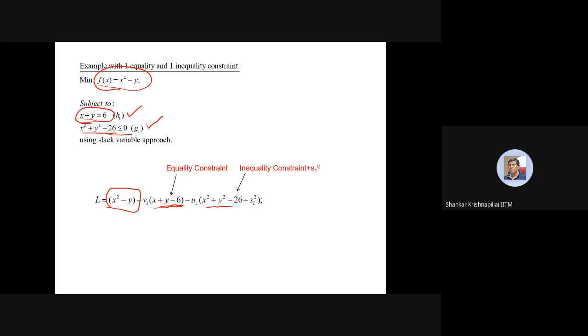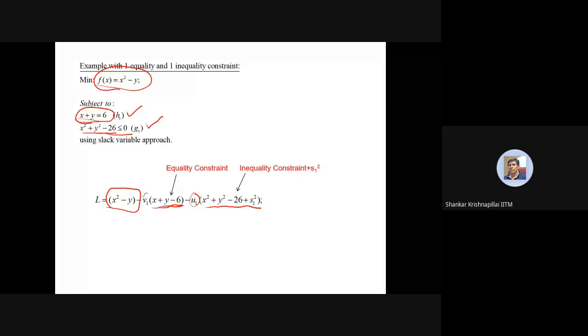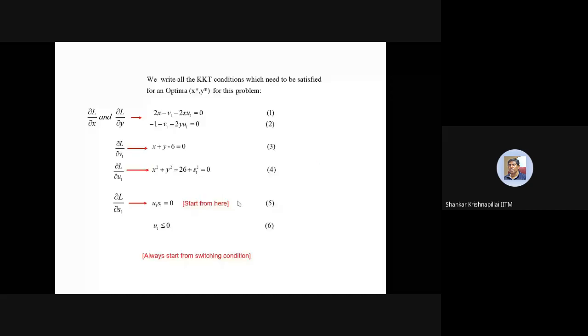So you write this Lagrangian. In this Lagrangian, u represents the inequality constraint and nu represents the equality constraint. In the inequality constraint, you have to add this s squared to make it an equality constraint. Then after that you follow the usual method. All the del of L values have to be found out, so we write down all the KKT conditions.